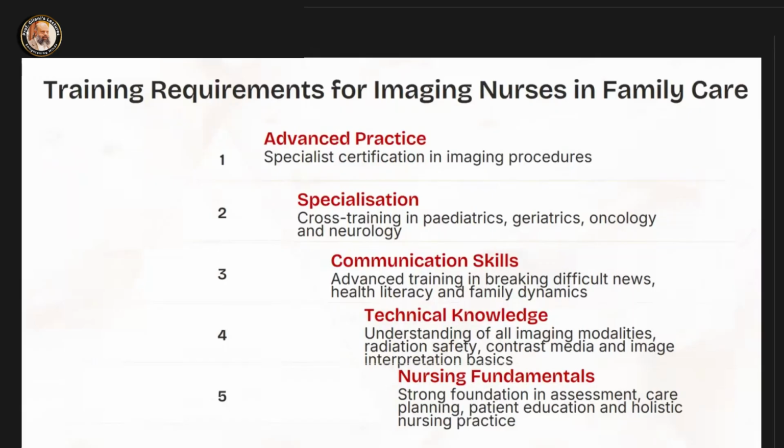The training requirements for imaging nurses in family care include advanced practice, specialized certification, and specialization like cross-training in pediatrics, geriatrics, oncology, and neurology. Communication skills include advanced training in breaking difficult news, health literacy, and family dynamics. The technical knowledge is the understanding of all imaging modalities, radiation safety, contrast media, and image interpretation basics. Then there are the nursing fundamentals: a strong foundation in assessment, care planning, patient education, and holistic nursing practice is required.